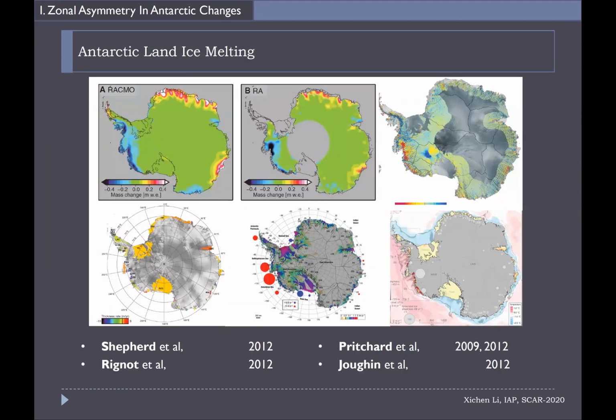And the land ice melting could be our most concerning change. So the land ice melting around the West Antarctica, especially the Pine Island Glacier and the Thwaites Glacier, has been significantly accelerated in the past several decades. And recently, at the Totten Glacier, the melting becomes faster.